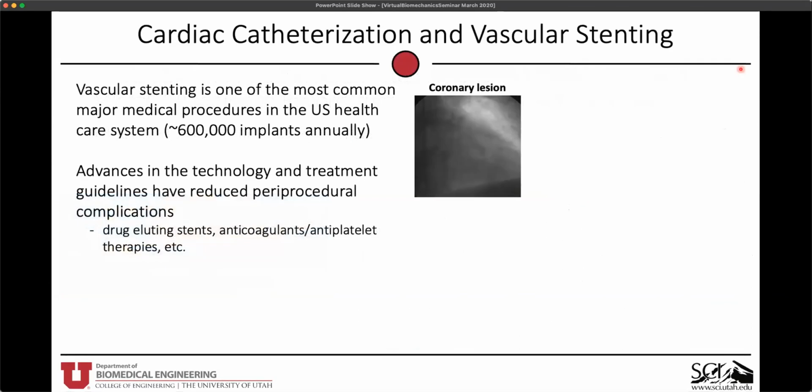So just to give everyone a primer, a larger background of the work that we do in this space, a lot of our research is in the setting of vascular stenting. And vascular stenting is the primary treatment for coronary artery disease.